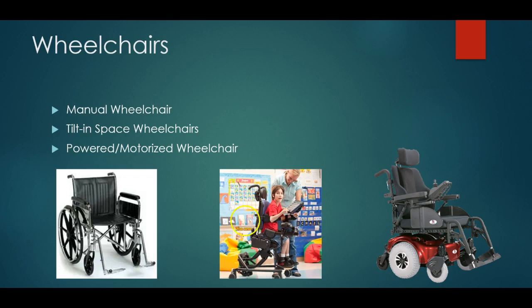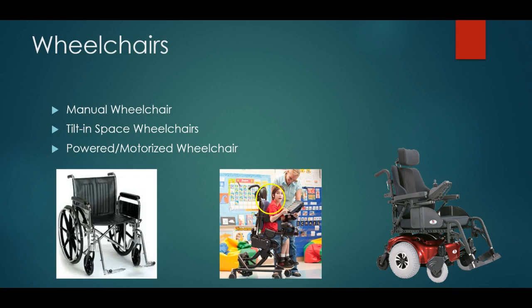So this is one that you as the teacher would be able and should be moving the child in different angles and directions throughout the day, and it's usually prescribed by either a physical therapist or a medical doctor on how often you should be maneuvering the chair if it's a tilt in space. So it can go back, it can go forward. You can see right here we have a communication device attached to this chair.